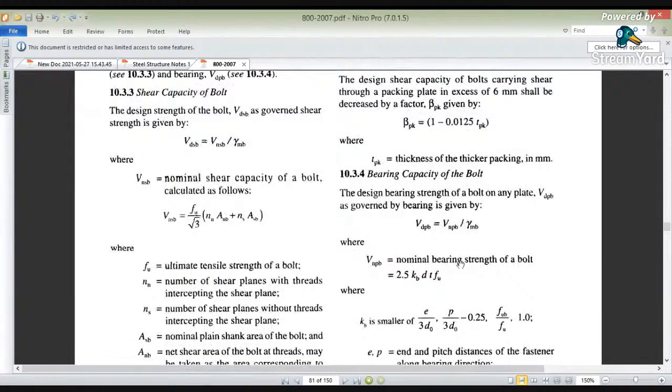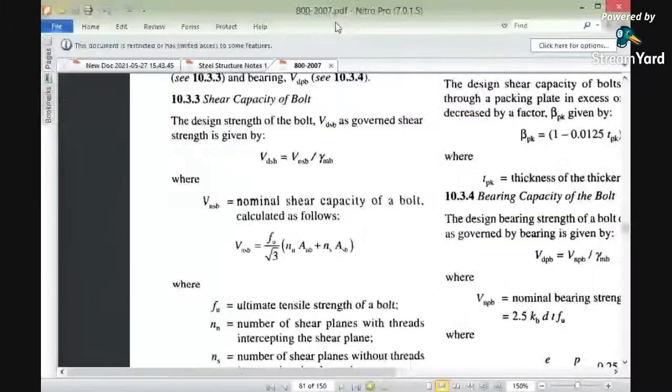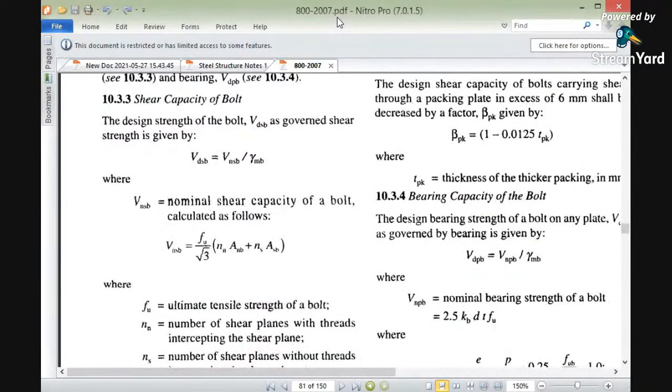How to find out the bearing capacity of a bolt? Again, there is a formula for the bearing capacity of a bolt. So V_npb, how to calculate this V_npb? It is the nominal bearing strength of a bolt. That is 2.5 times k_b d t f_u. How to find out this k_b d t f_u?